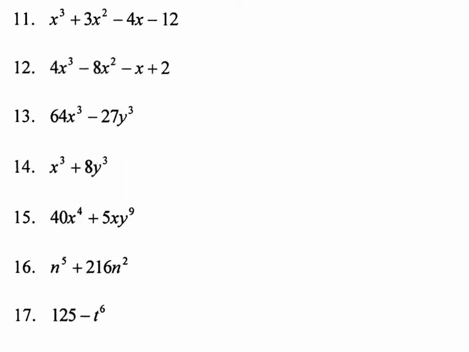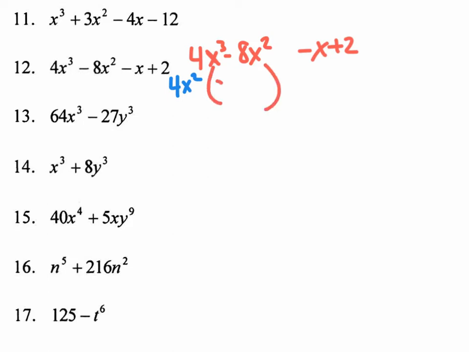And we're going to write the first group. There it is. And the second group, I'm just going to leave some space. So what we're going to do is look at the first group and pull out what's in common. And that would be a 4x squared. And what would be left if I pulled out a 4x squared? Well, there would be an x and a minus 2.